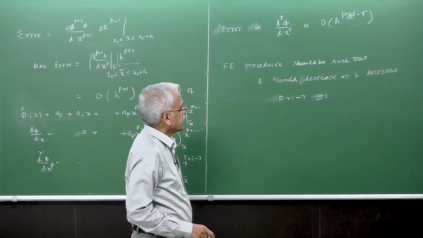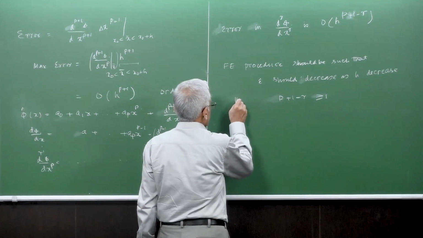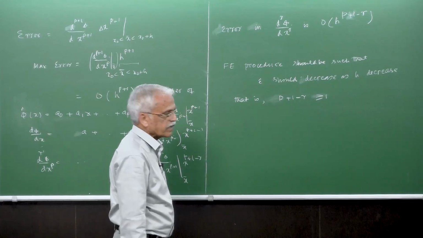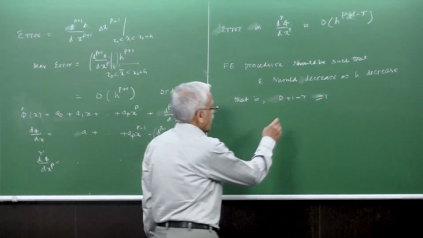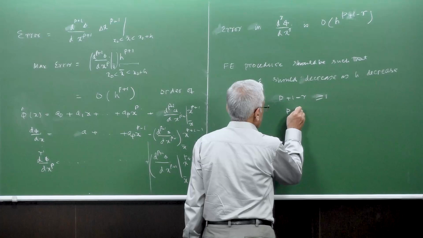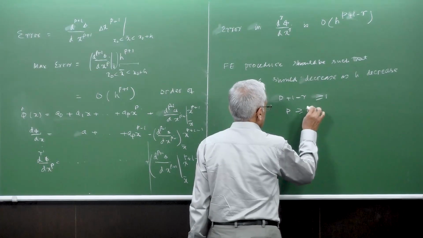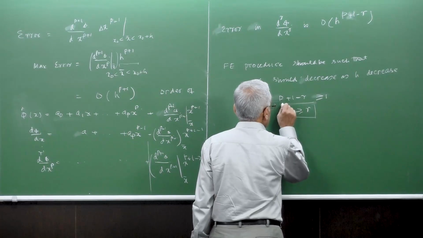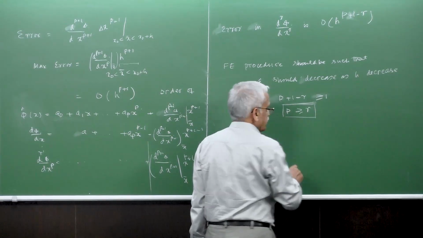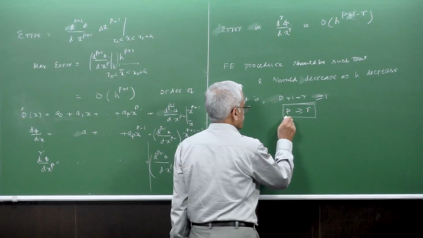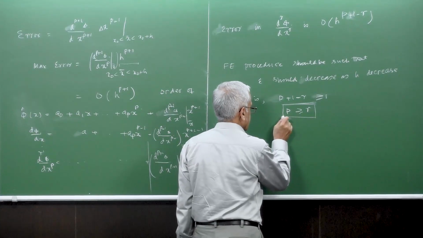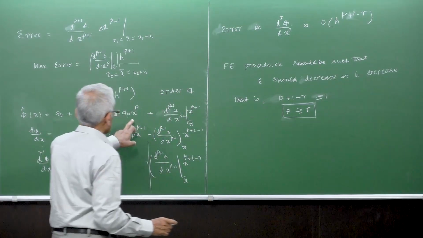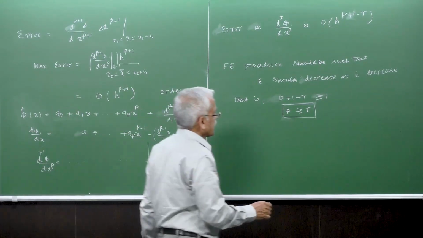Okay. So that means that p plus 1 minus r should be greater than or equal to 1, or we can say that p should be greater than or equal to r. So this is important. Whenever you make a finite element approximation, you should make sure that your polynomial terms, whatever you choose, should be p, and what should be p?